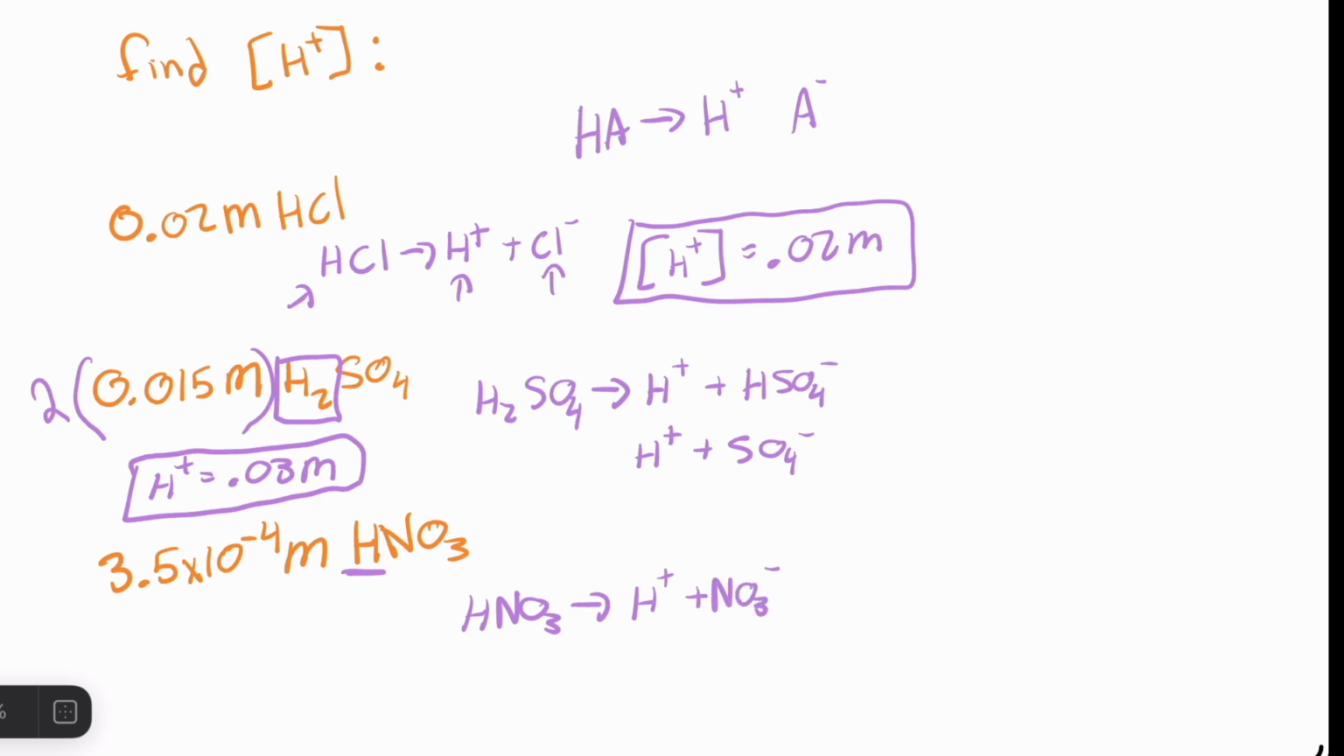This is only one step. For every one HNO3, we only have one hydrogen. So the proton concentration will be exactly the same: 3.5 times 10 to the negative 4 molar.